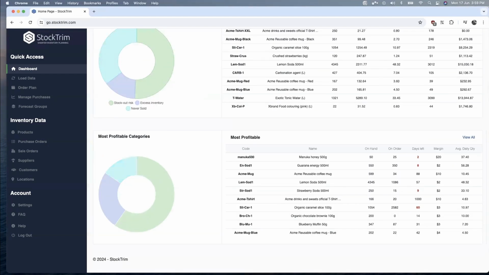Then finally, we have the most profitable chart. It's a graphical representation of the most profitable table to the right, except if you have the forecast groups feature enabled with the categories, this will show your most profitable categories, otherwise it will show the most profitable individual items.